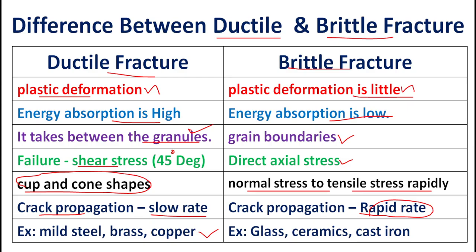Examples of ductile fracture are mild steel, brass and copper. Glass, ceramics and cast iron are examples of brittle fracture.